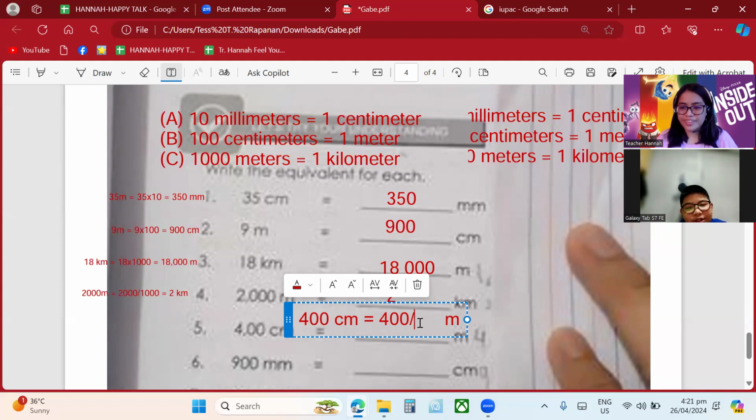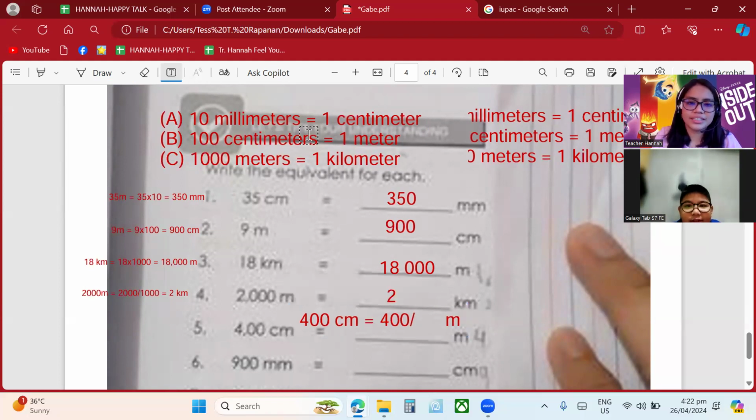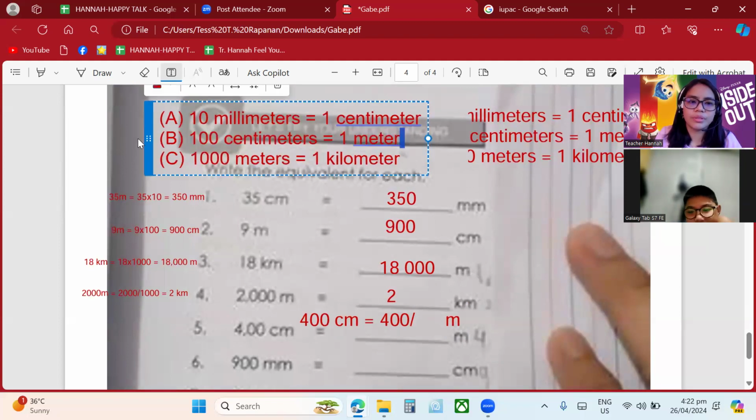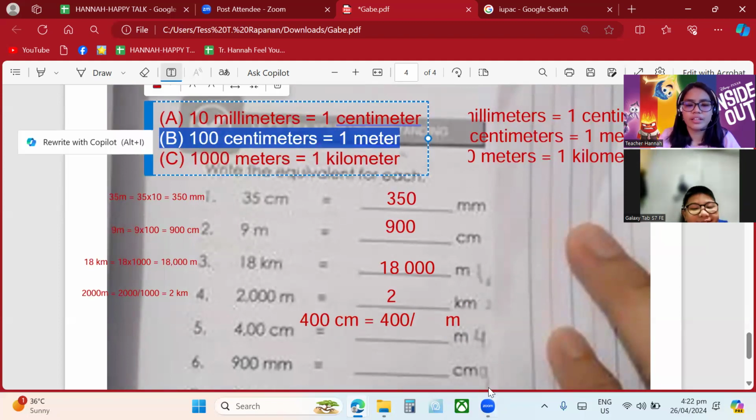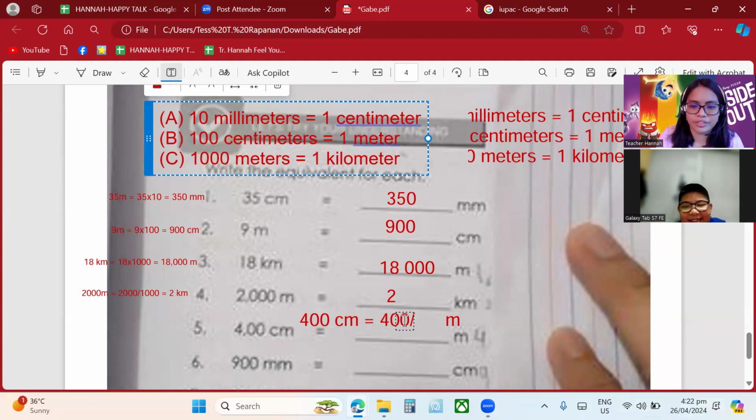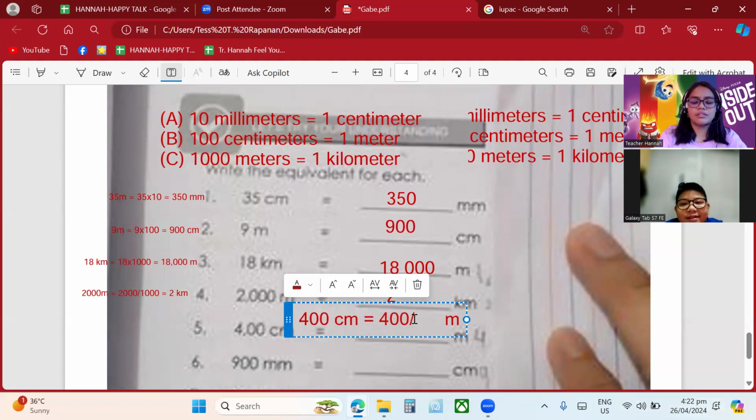Okay, teacher. So 400 divided by what? Look at letter B only. 400 divided by what? 100. Very good. So what's your answer here? 400 divided by 100 equals what?